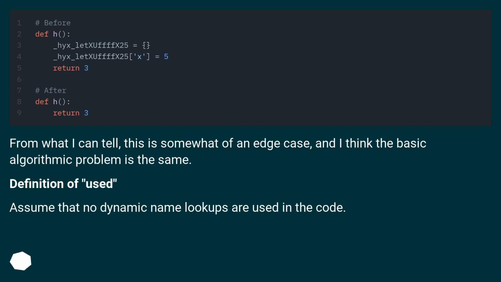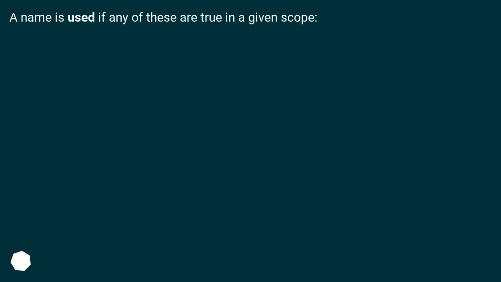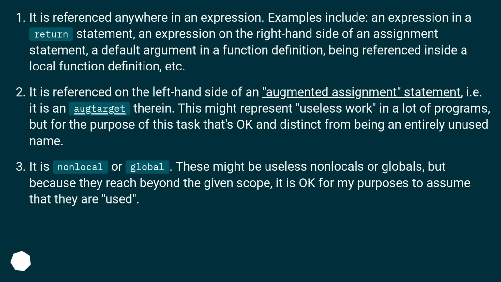From what I can tell, this is somewhat of an edge case, and I think the basic algorithmic problem is the same. Definition of used. Assume that no dynamic name lookups are used in the code. A name is used if any of these are true in a given scope. It is referenced anywhere in an expression.